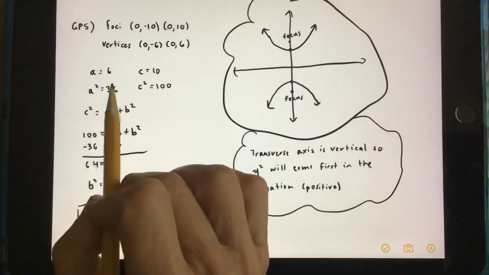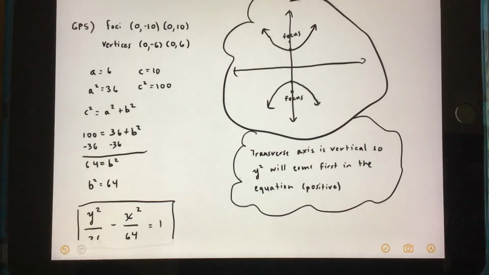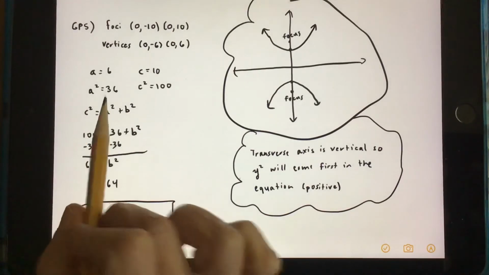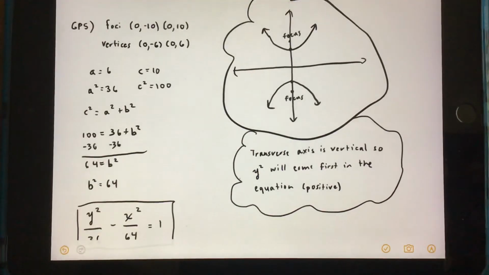All right, so a is 6. Again, we're going to pull that off the vertices, which is the second piece of information we're given here. That makes a squared 36. c is 10. That comes from our focus points. And c squared then would be 100.